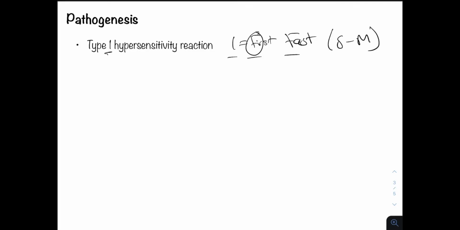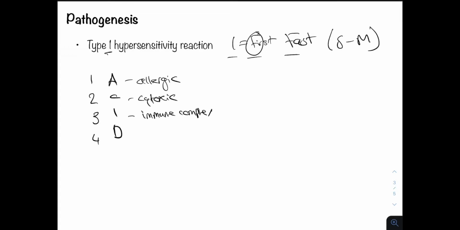Now we use the mnemonic ACID to remember the different hypersensitivity reactions. This is type 1 hypersensitivity, type 2, type 3, and type 4. The A stands for allergic. The C stands for cytotoxic. The I stands for immune complex. And the D stands for delayed. So these are the types of hypersensitivity reactions, and this mnemonic is used to remember the mechanism by which they occur.